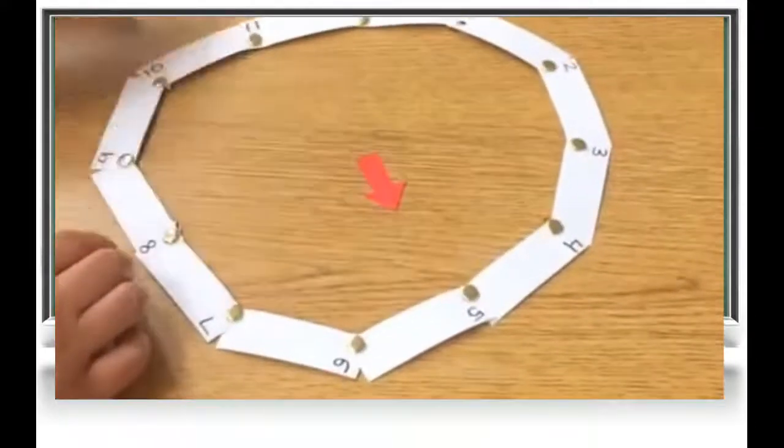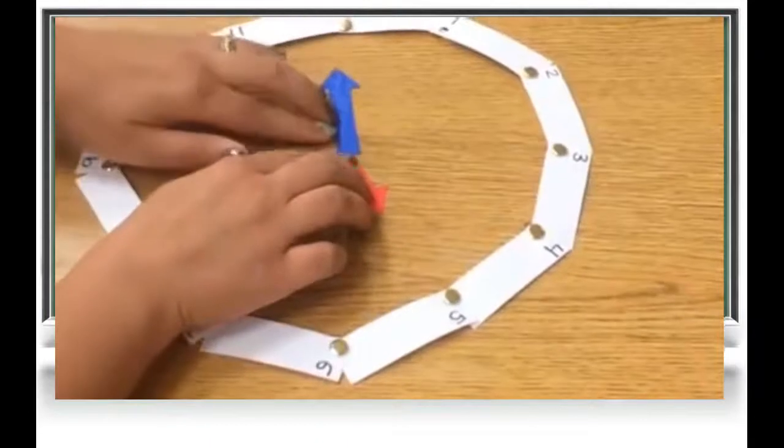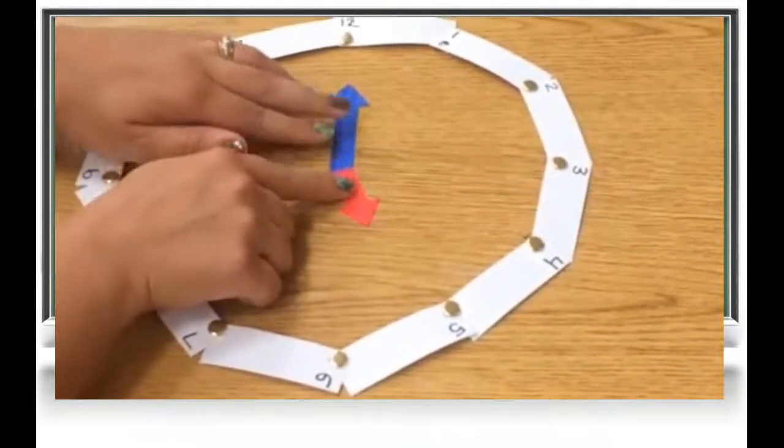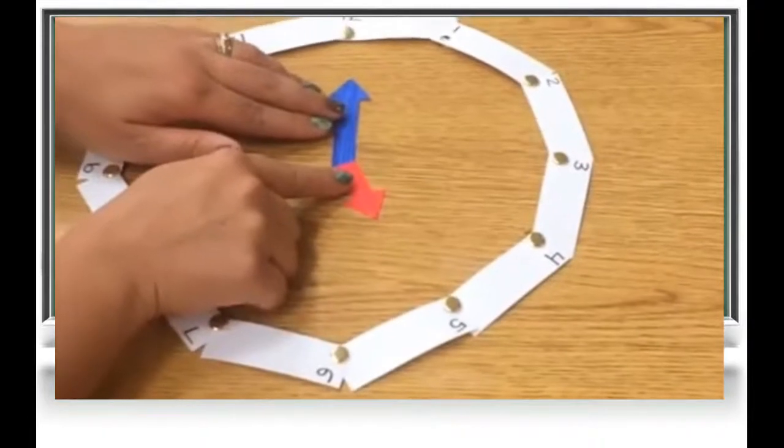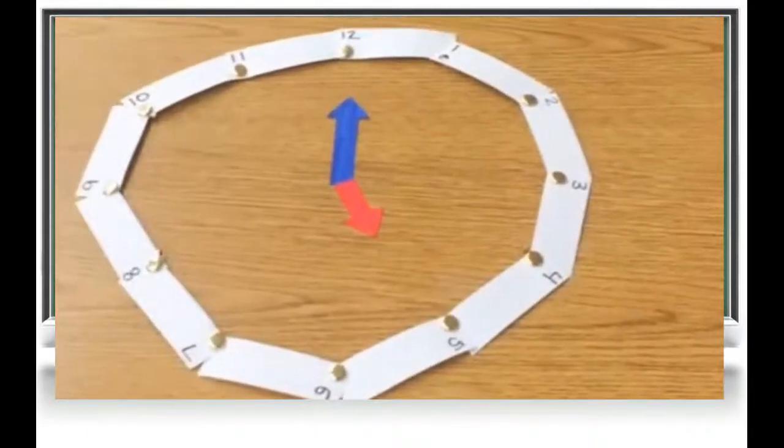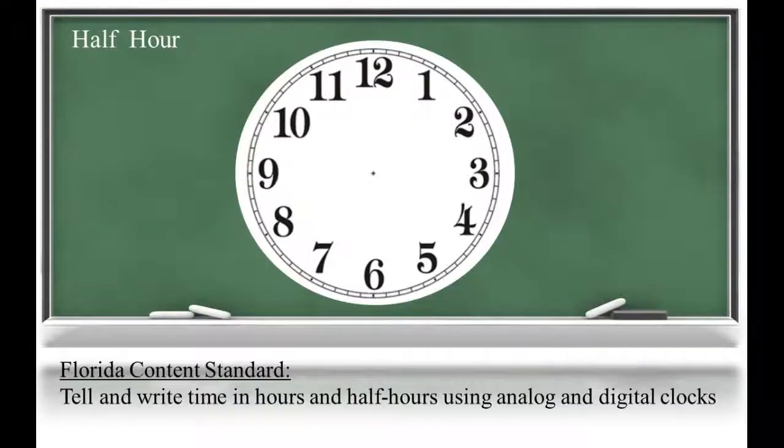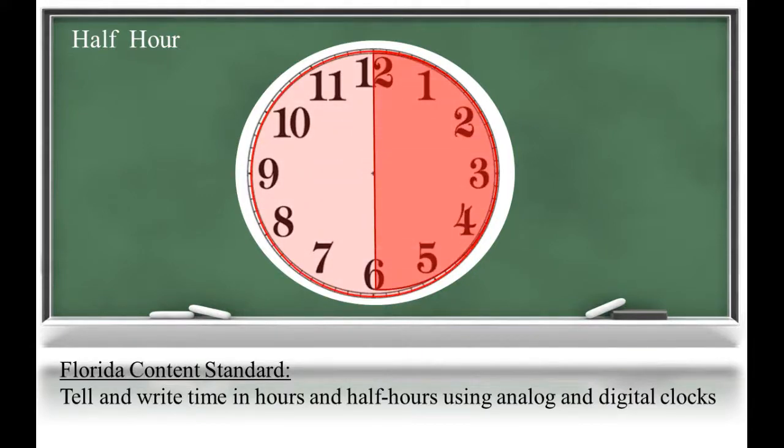Finally, with the introduction of the minute hand, students will discover that anytime the minute hand is pointing to the 12, the time is exactly on the hour. As students are introduced to the minute hand, they also become familiar with the concept of half an hour. A half hour is represented on an analog clock with the minute hand pointing to the 6. Since 6 is half of 12, the minute hand will travel halfway around the clock to denote 30 minutes, or half past the hour.